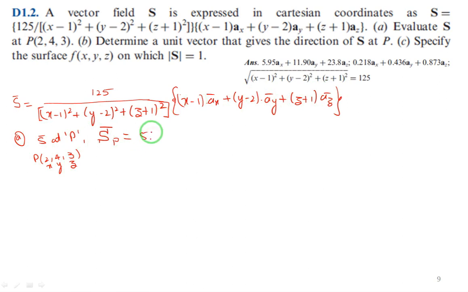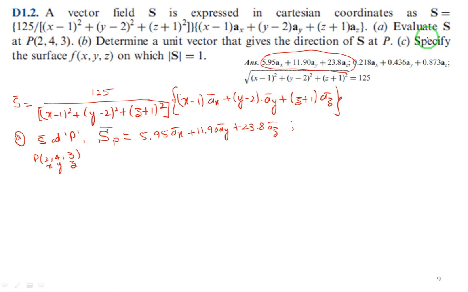Calculate by substituting in the above equation the values of x, y, z. You will get the answer, which for my reference I have written here: 5.95 ax plus 11.90 ay plus 23.8 az. So this is the S vector at point P.